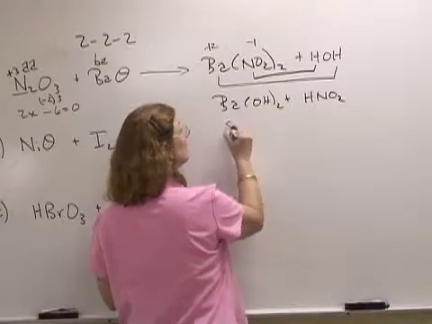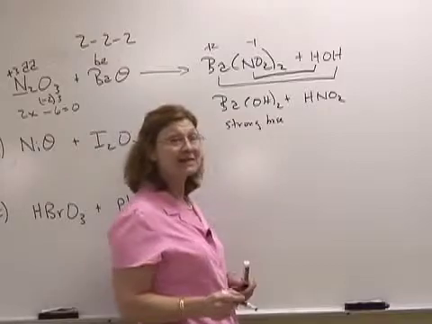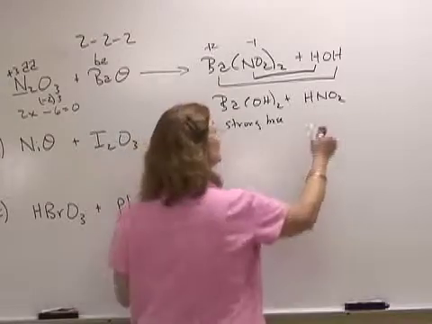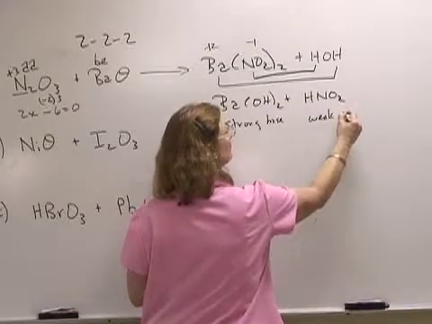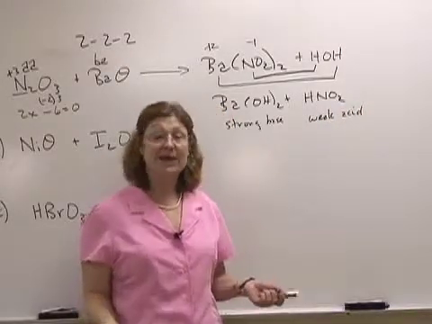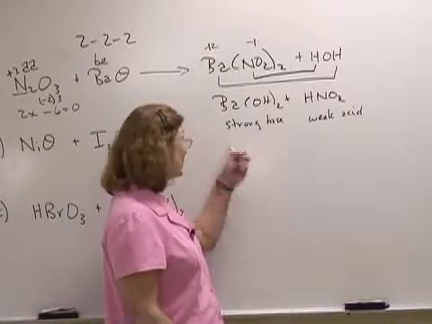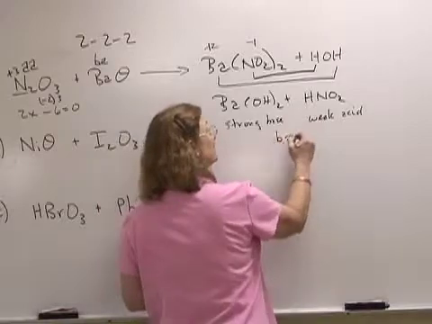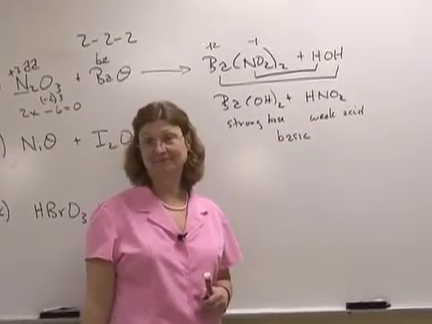Barium hydroxide is a strong base. And nitrous acid is not one of my 7 strong acids. It is a weak acid. When one is strong and the other is weak, I have to figure that the strong one is going to win out. Therefore, this one will be basic. The resulting solution will be basic.